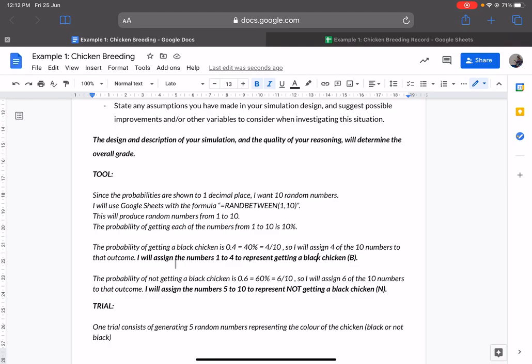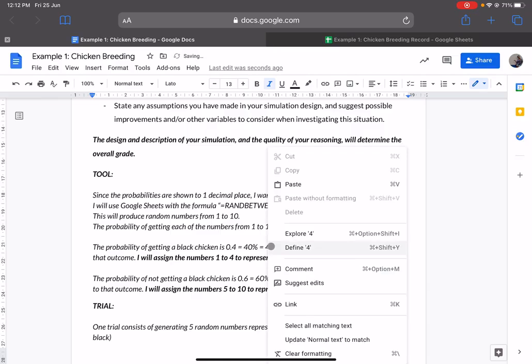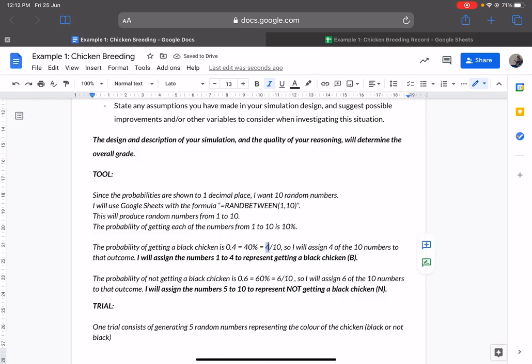And this next part explains it a little bit more. The probability of getting a black chicken is 0.4, which is 40%, which is 4 tenths. So this is all different ways of representing the same probability. I will assign 4 of the 10 numbers to that outcome. So you have to choose 4 numbers to represent getting a black chicken, because if you generate a random number, this will be a number from 1 to 10. You want to know what that number means.